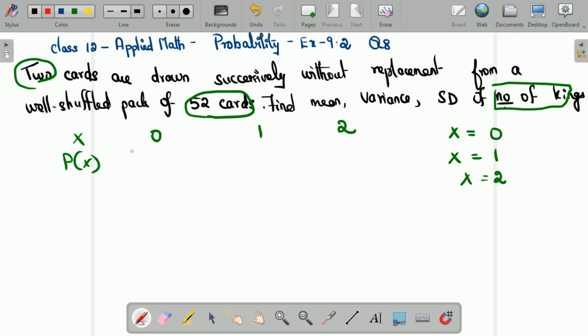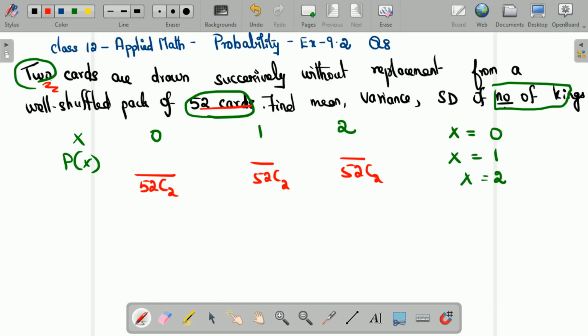So the first step is to find the favorable outcome and total outcome. So let's calculate the total outcome. See, out of 52 cards, 2 cards are picked. So the total outcome is going to be 52C2. And remember, it is the same for everything. So I'm just writing out 52C2 as a denominator for everything. Now let's work on the favorable outcomes.